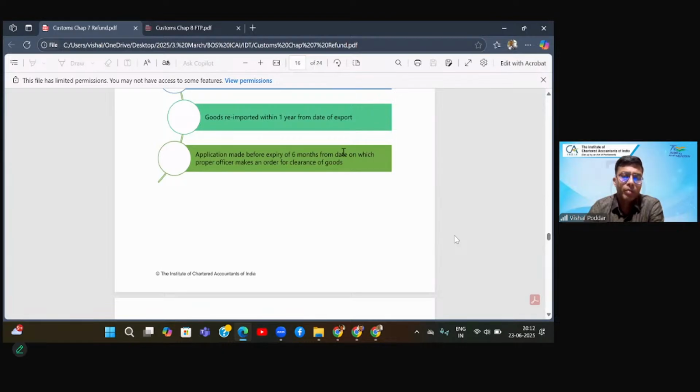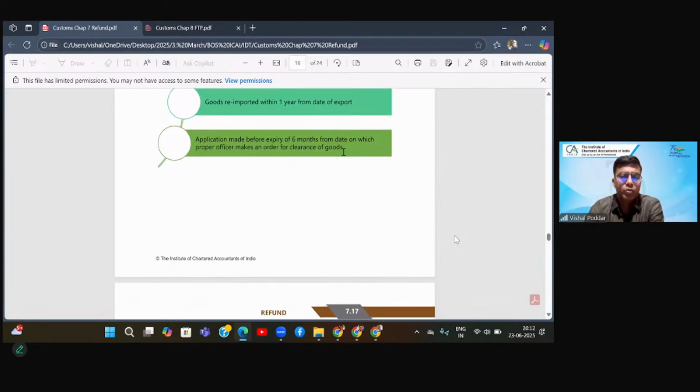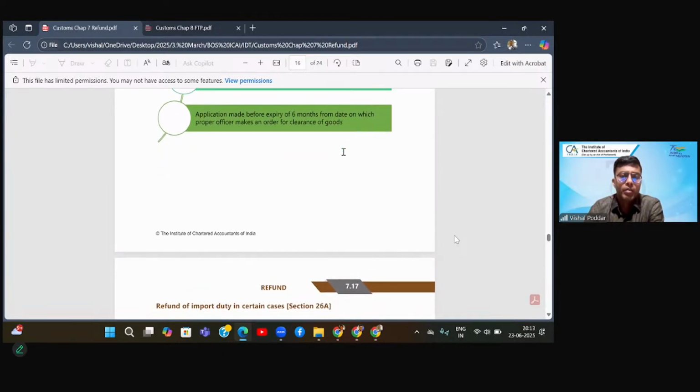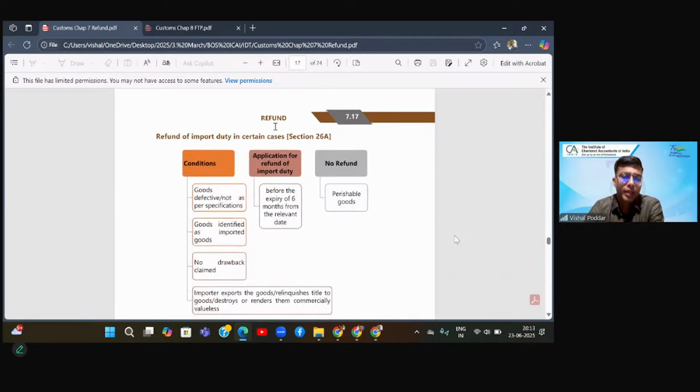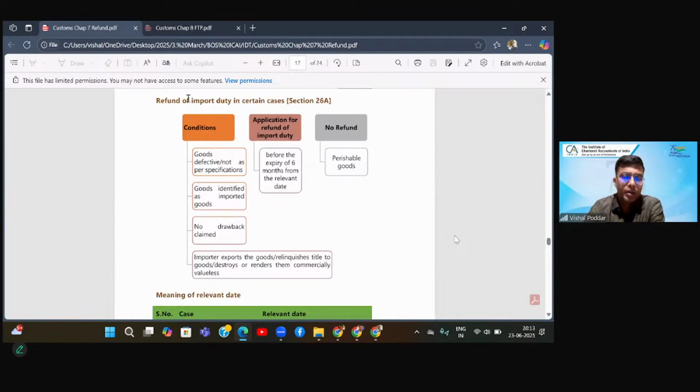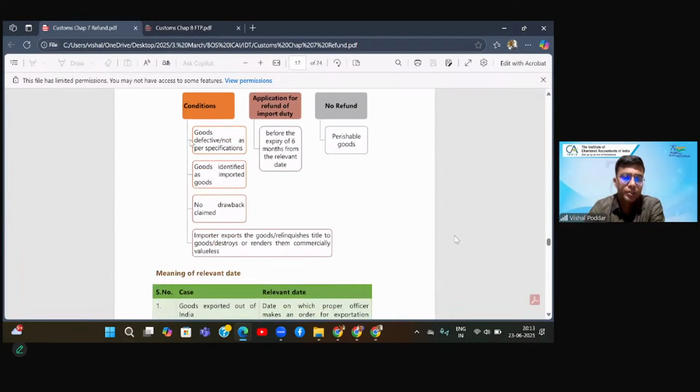So the time limit for making application is also mentioned here. It should be made before the expiry of 6 months from the date on which the proper officer has allowed clearance of goods for export. Similarly, refund of import duty conditions.